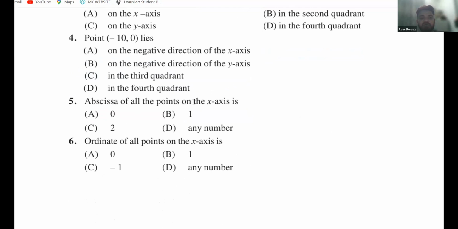Abscissa means x-axis. Abscissa of all points on the x-axis can be any number. Ordinate of all points on the x-axis is zero, because the coordinate with the y-axis is always 0. Note these two questions also. When you write abscissa, then in brackets write x-axis. Okay, abscissa means x-axis.